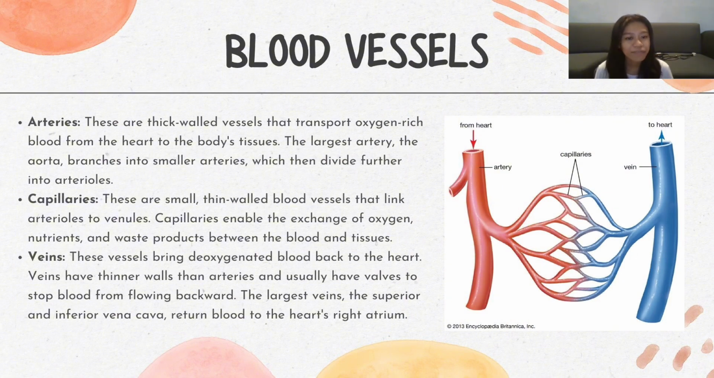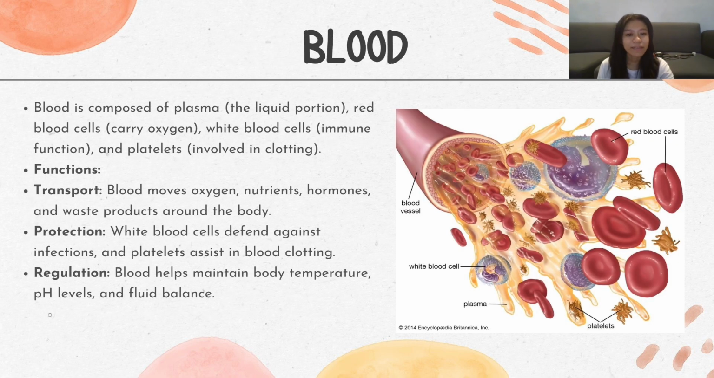And then we have our veins. These vessels carry the blood back to the heart, and then veins have thinner walls than the arteries and often contain valves to prevent backflow. So the largest veins are the superior and inferior vena cava, which return blood to the right atrium of the heart. And next is we have our blood, of course.